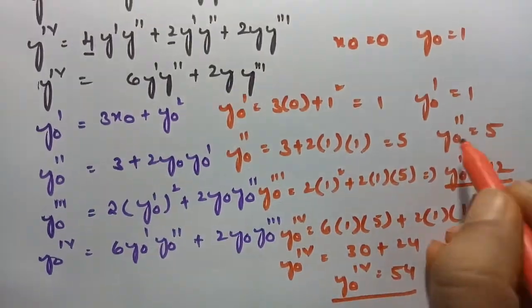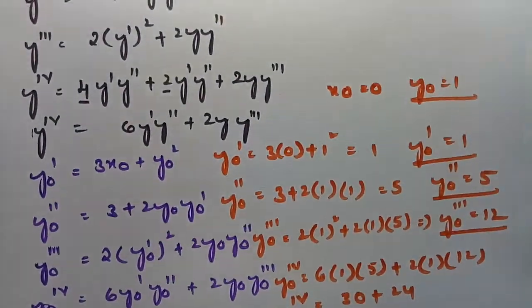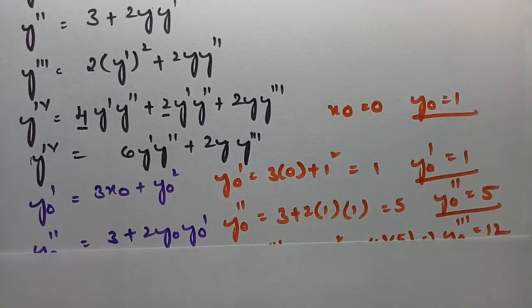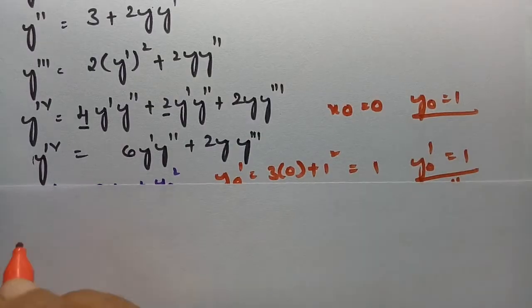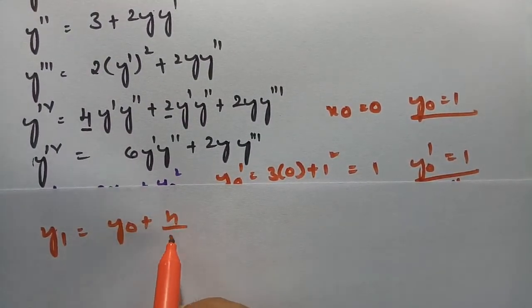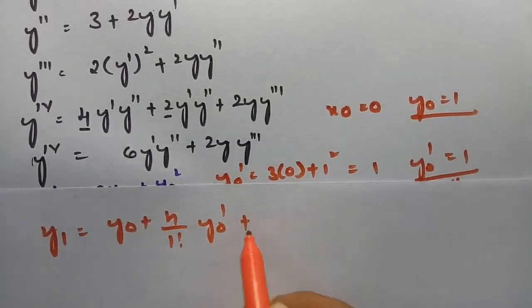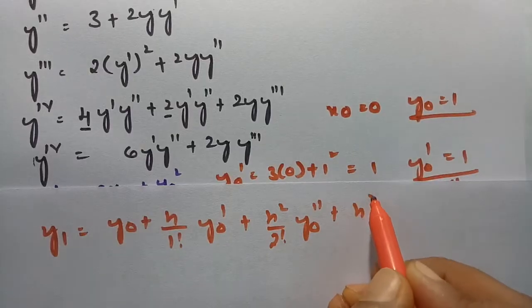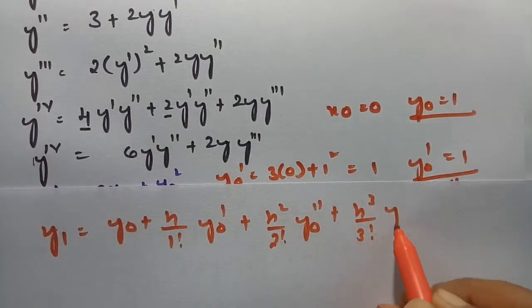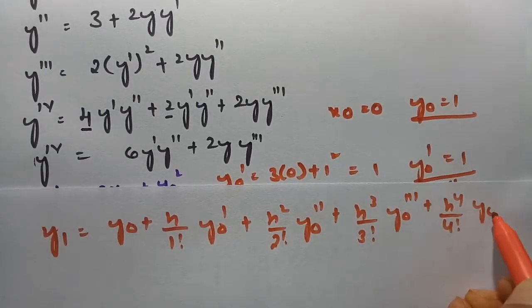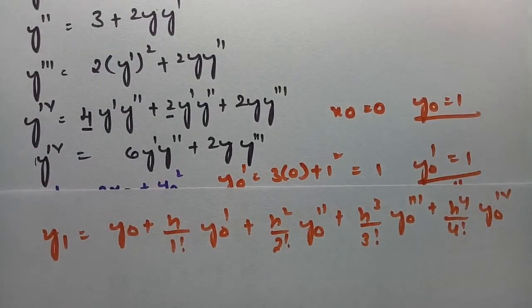So after getting all these values, now I have to substitute in the Taylor series method. So now we have the formula as, y1 is equal to y naught plus h by 1 factorial into y naught dash, plus h square by 2 factorial into y naught double dash, plus h cube by 3 factorial into y naught triple dash, and h power 4 by 4 factorial into y naught fourth derivative.